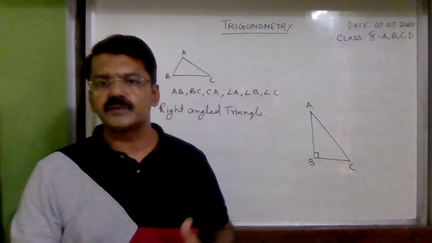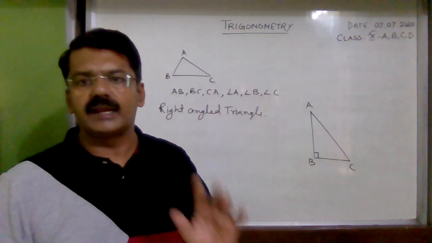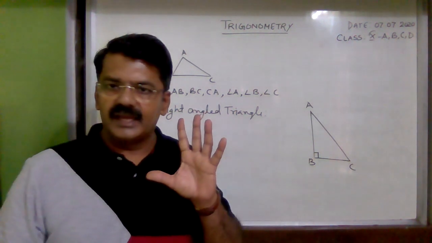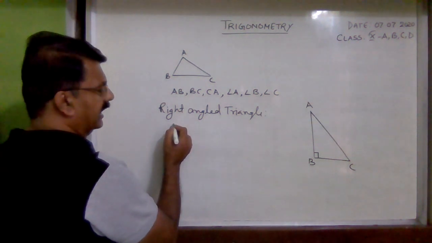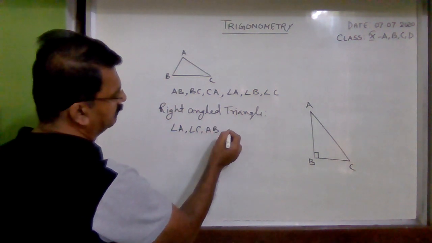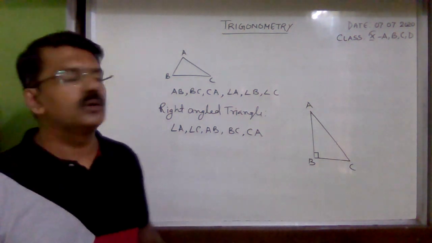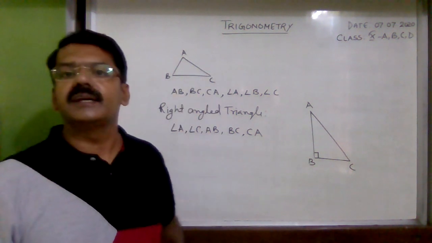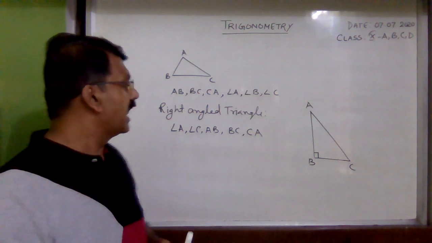So, now out of 6 components, one component is fixed, that is angle B is 90 degree. So, we are left with 5 components, that is angle A, angle C, AB, BC, and CA. Now we have 5 components. So in this topic, we will deal with these 5 components.